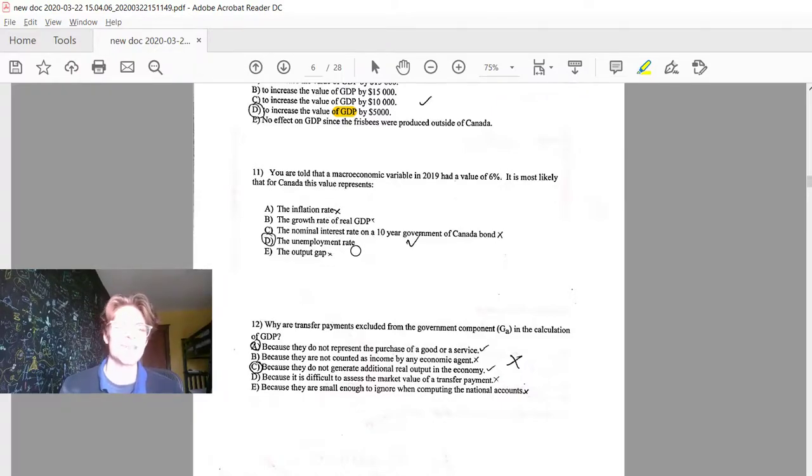This one, purely out of the textbook, 6%. What is it? It's the unemployment rate. The inflation rate, if you guys are curious, is about 2% a year. That might come up on this midterm. The inflation rate in Canada right now is about 2%. It's been that way for quite a while now. The real growth rate of GDP, I have no idea what that is. The nominal interest rate on a 10-year government bond is something that changes every day, so that wouldn't be a trend. And neither would the output gap, because we've had recessions and inflationary gaps recently. That's not a real trend. But the unemployment rate is somewhere between 6 and 7%.